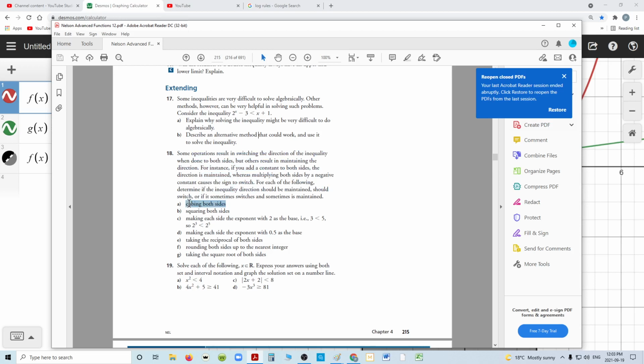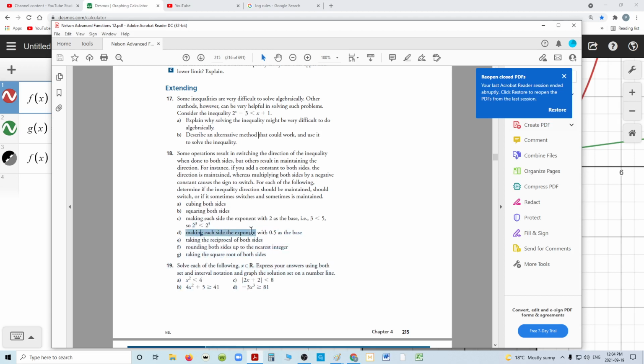Cubing both sides. That's a good question. Squaring both sides. Oof. Making each side the exponent with 2 as the base. Well, those are all tough questions. I believe the 2 won't matter, because 2 times 2 times 2 is smaller than 2 times 2 times 2 times 2 times 2. It's essentially 2 to the 3 smaller than 2 to the 3 plus 2 to the 2, which is plus 4. And 2 to the 3 will always be smaller than 2 to the 5.